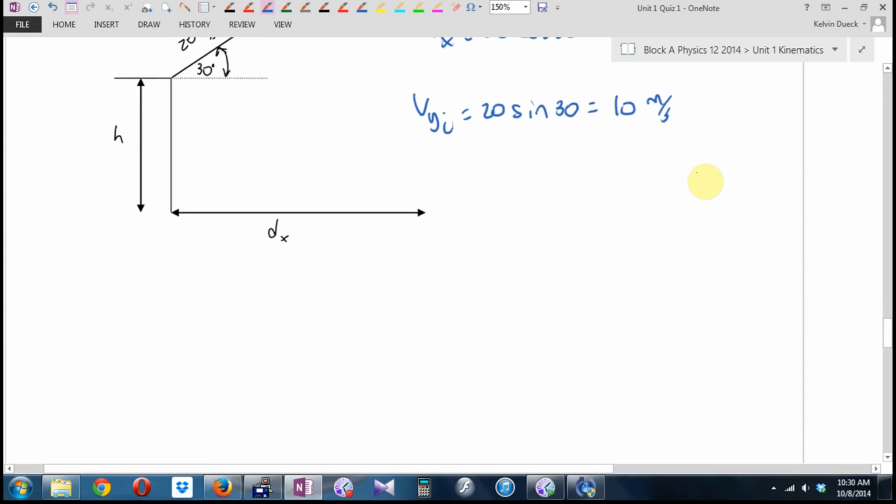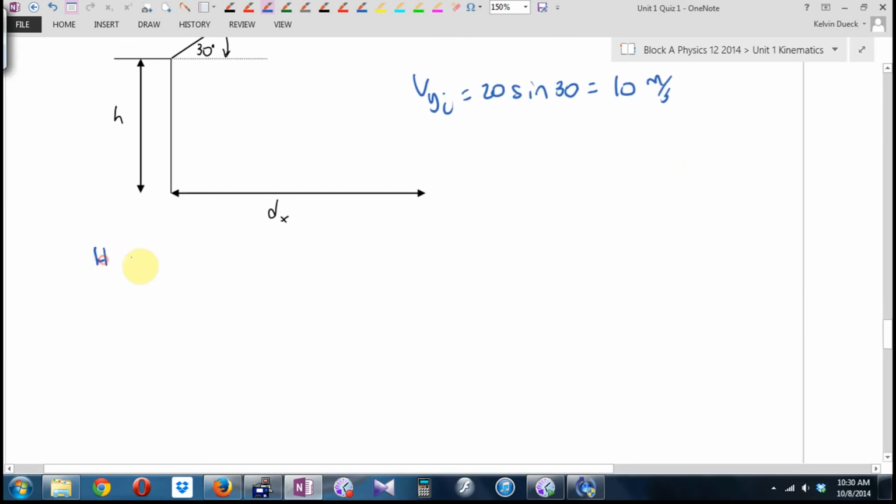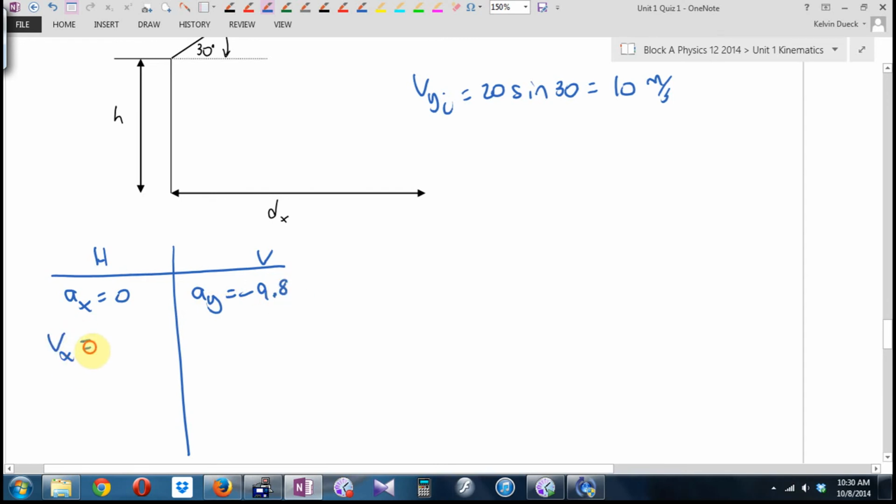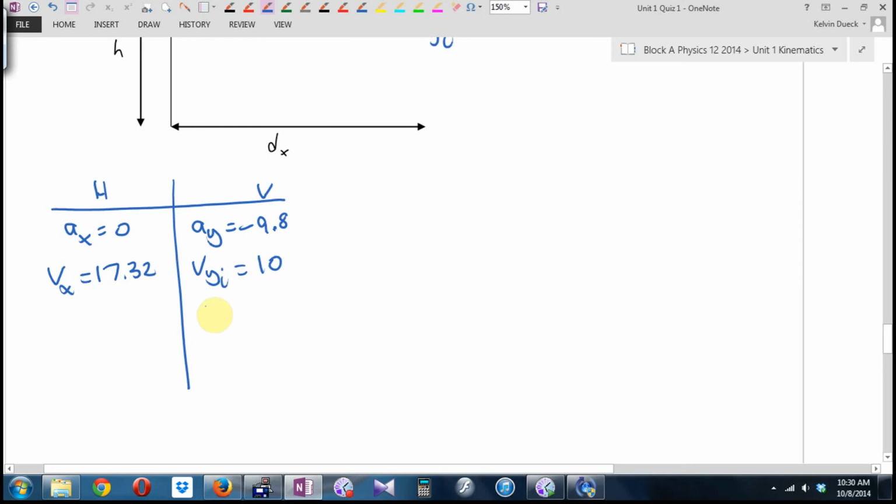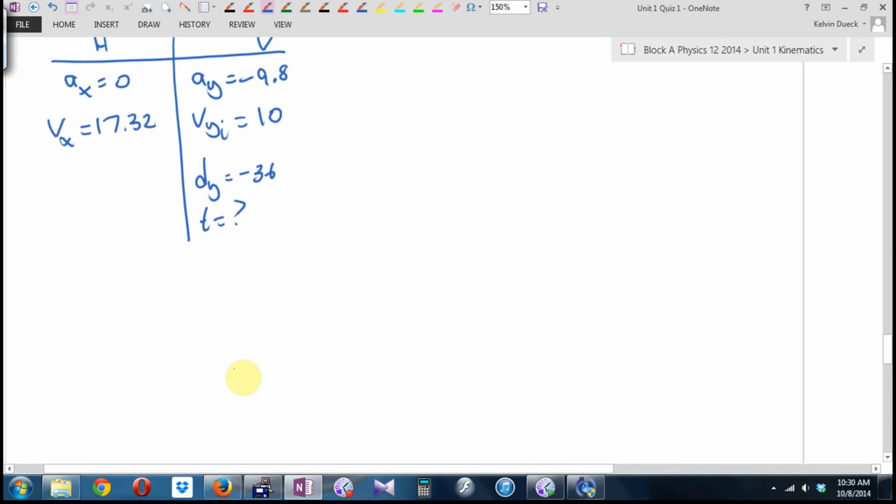Let's keep going. Now let's break it up. We have horizontal, vertical. AX is 0. AY, negative 9.8. VX, 17.32. VY initial, 10. They gave me the height. DY, negative 36. I need to find time. Have I got lots of room still? Okay.